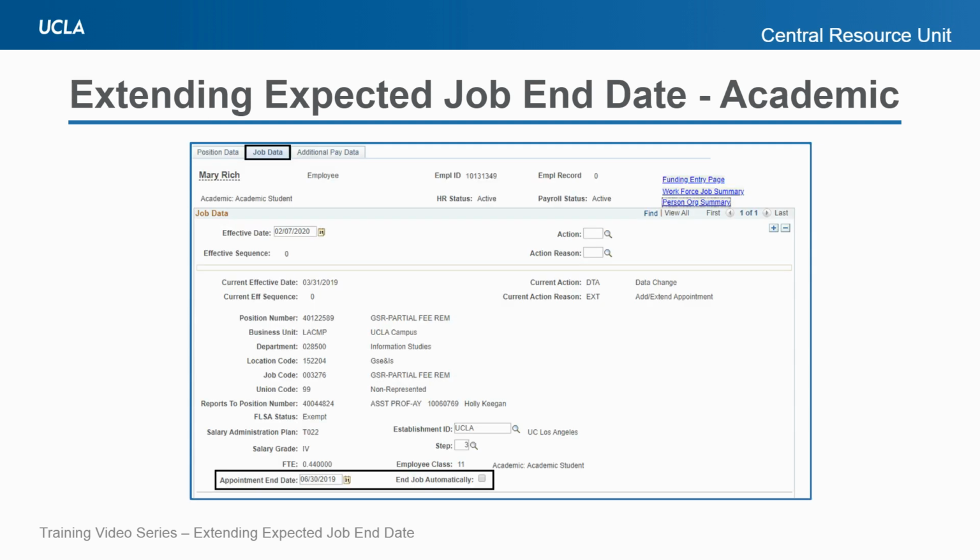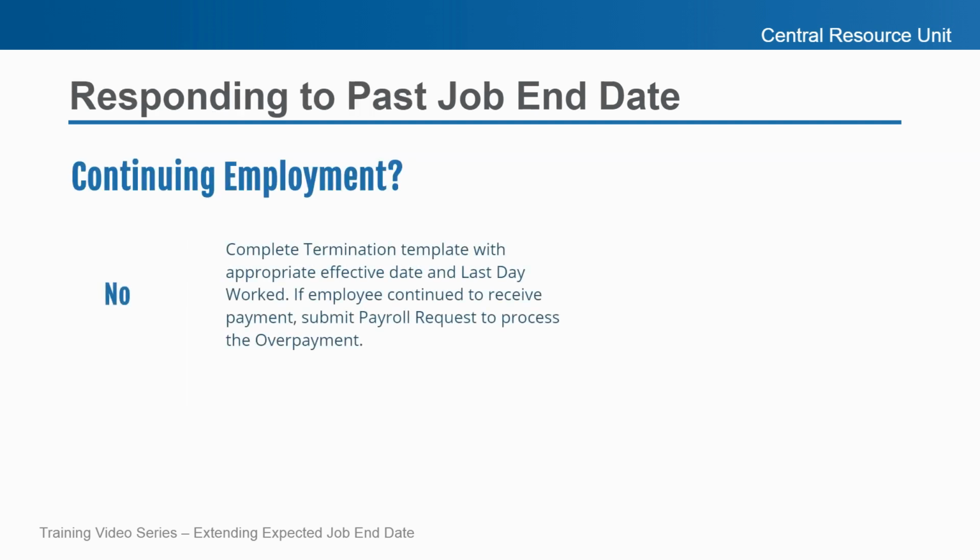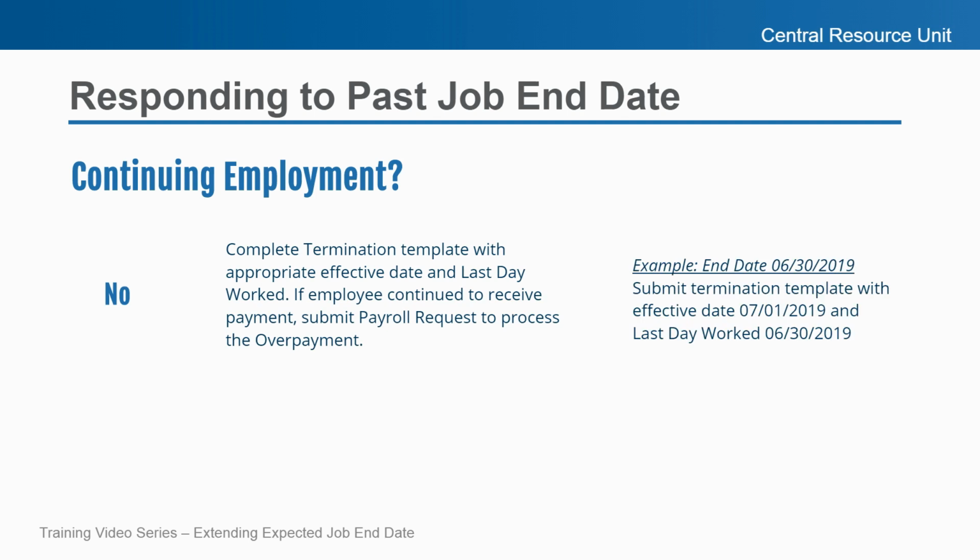Let's look at an example. This employee has a job end date of June 30th, 2019, and the End Job Automatically checkbox is not checked. Therefore, this employee still has an active HR and active payroll status. If the employee should have been terminated, complete a termination template with the appropriate effective date and last date worked. In this example, if the employee should have been terminated on June 30th, 2019, submit a termination template with effective date July 1st, 2019, and last day worked of June 30th, 2019.